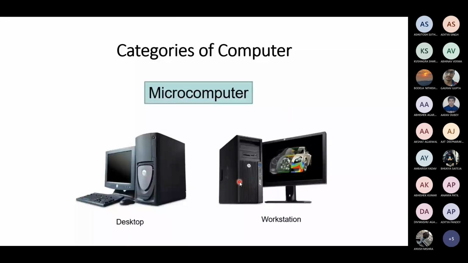But the next type is the microcomputer. A microcomputer is not mobile; it is static, which you keep and fix at a particular place. If you have to use that, you have to come to that particular place. For example, the class that I'm taking now from my office is on a microcomputer.